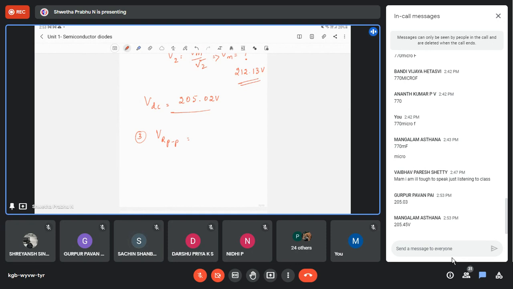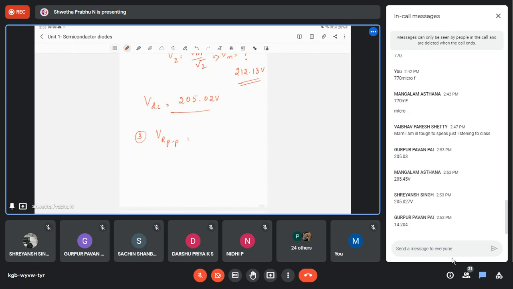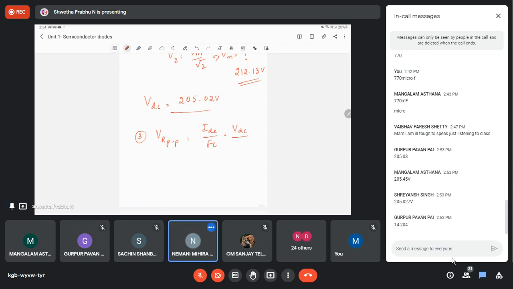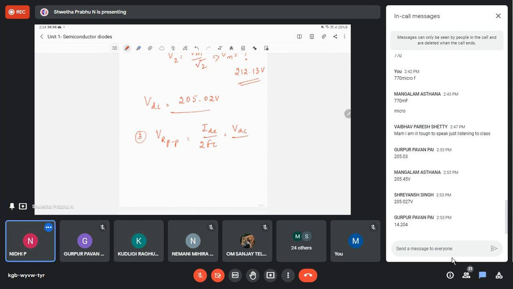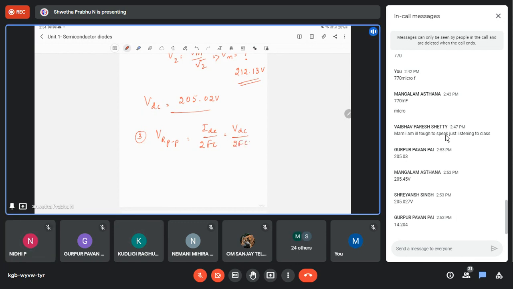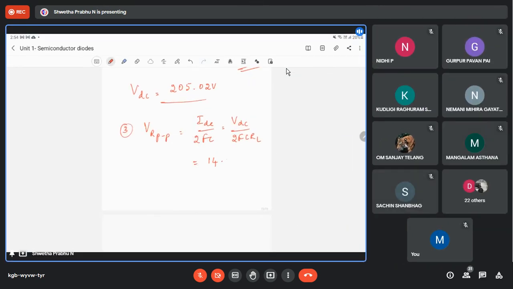Next you find the peak to peak voltage, VR peak to peak. The equation is IDC by 2FC, correct? Yes, ma'am. You can also write this as VDC divided by 2FCRL. So substitute. I got 14.2 volts. Please check. Yes, ma'am, 14.2.